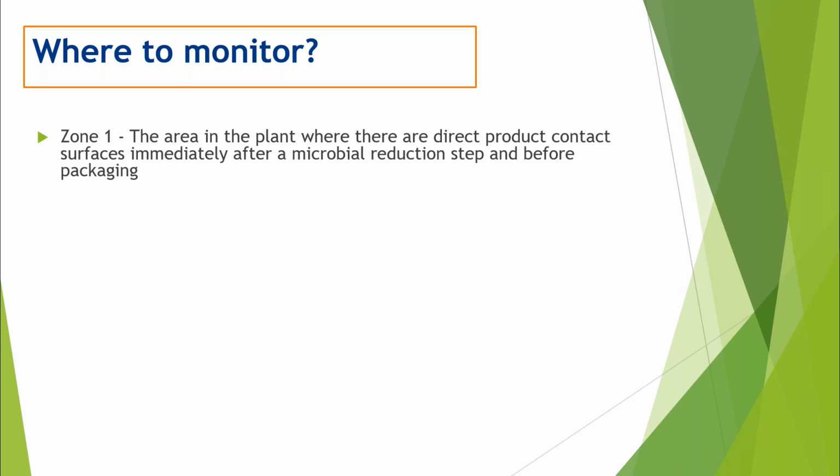So we'll start at where to monitor. And these are probably things that you've heard before, but we'll go over them briefly. We separate our facility into different zones, mainly so that we can be effective at identifying areas of higher risk and make sure that the mitigations we put in are in place. So zone 1 testing is actually product contact testing. So it's touching your product.